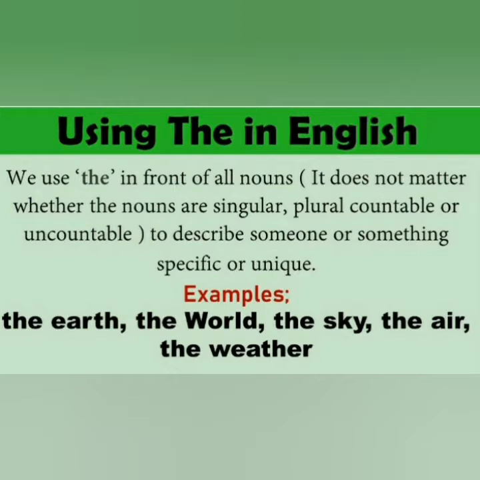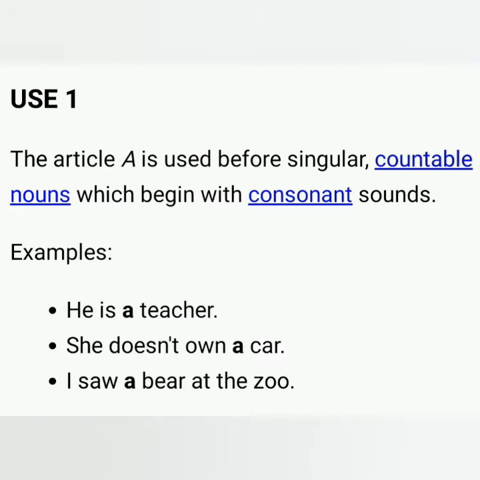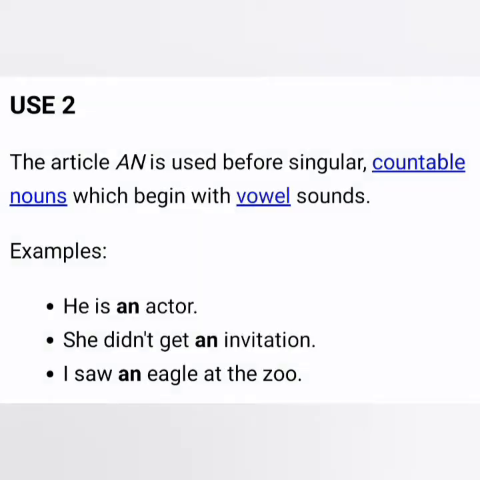Now, let's see the uses of articles in brief. We have 25 rules. Let's see one by one. Use 1. The article a is used before singular countable nouns which begin with consonant sounds. He is a teacher. She doesn't own a car. I saw a bear at the zoo. Here, teacher, T, car, C, bear, B, all are consonant sounds.